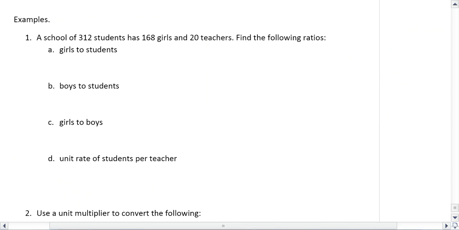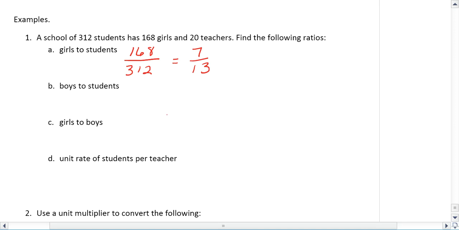All right, let's look at a few examples together. Sometimes a ratio is a part to a total. Like this A says girls to students in our example. Well, part of the students are girls, so this is a part to total. The girls are 168, the total students are 312, and we do reduce that, which I think reduces down to 7/13, if I did that right.